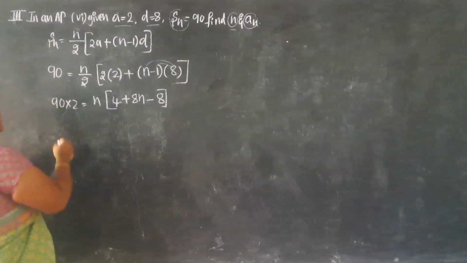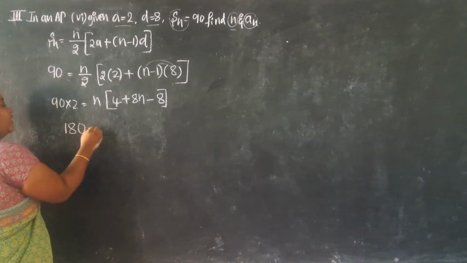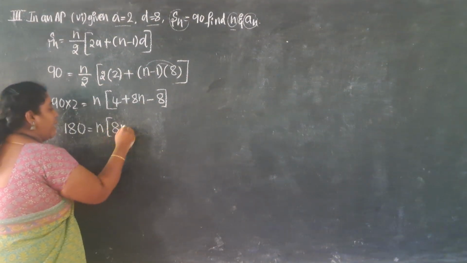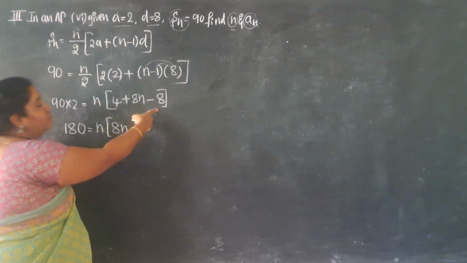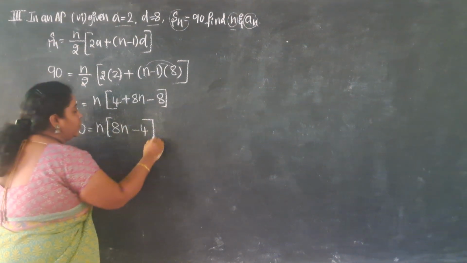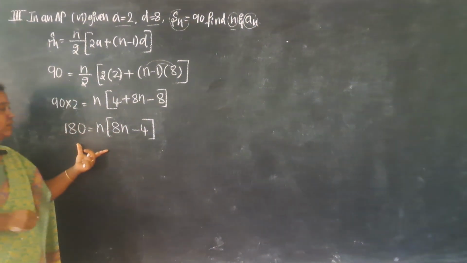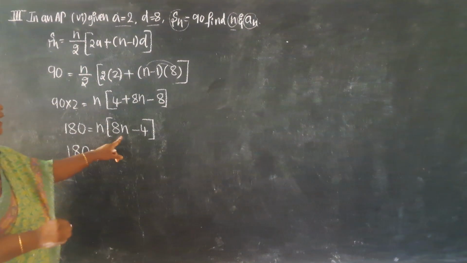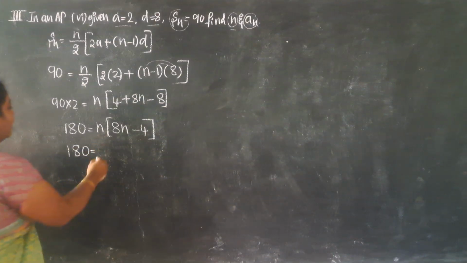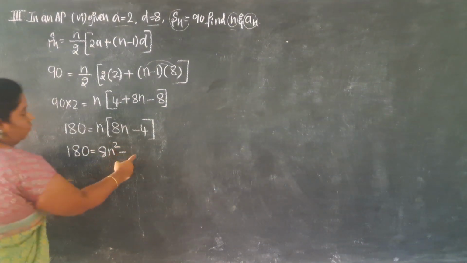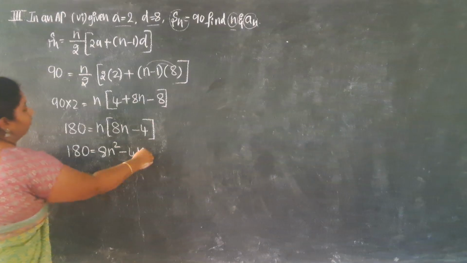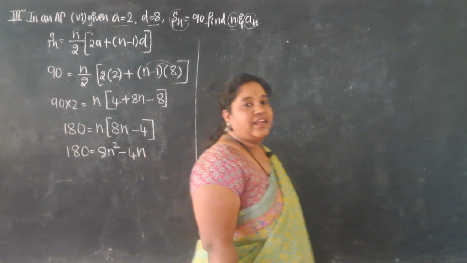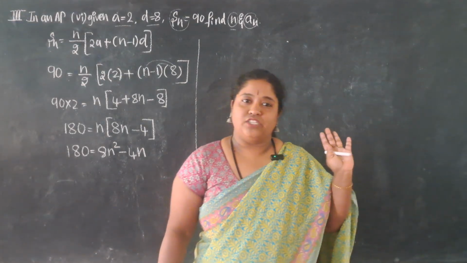And after that, dear, 90 twos are 180, equals n into the bracket. First simplify, dears. 8n I'll keep as it is. 4 minus 8 is nothing but negative 4. This is how I got it. I'll further simplify. So once I get 180 = n(8n - 4), 8n into n would give me 8n squared, and 4 into n would give me 4n. Now what is running in your mind? It's nothing but I have ended up with a quadratic equation.